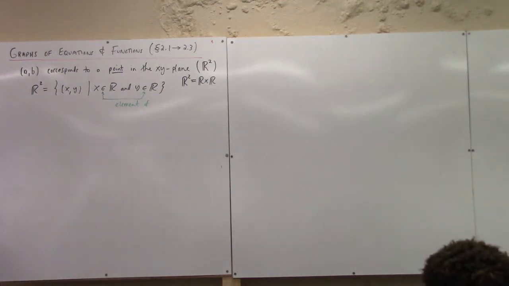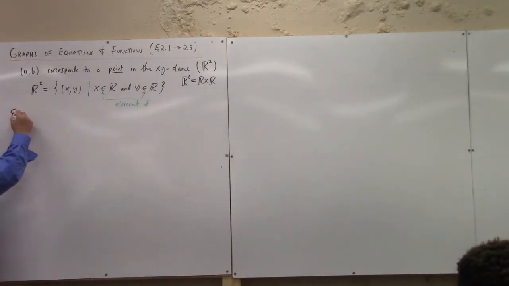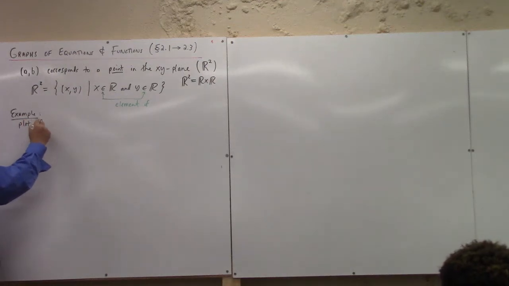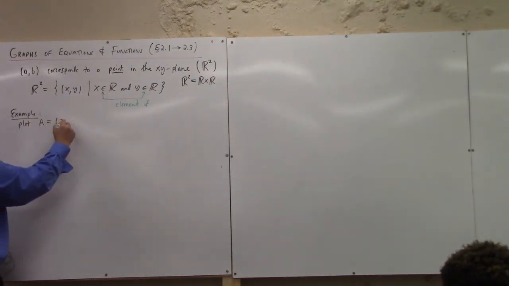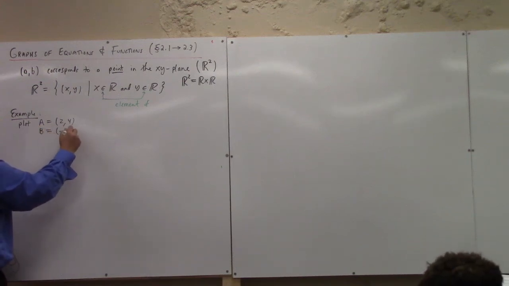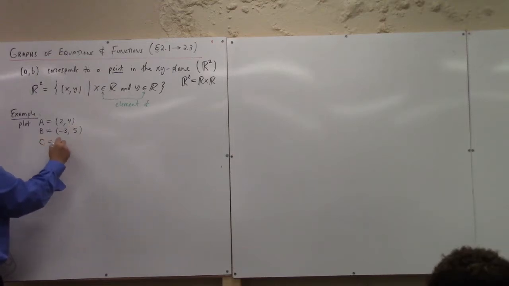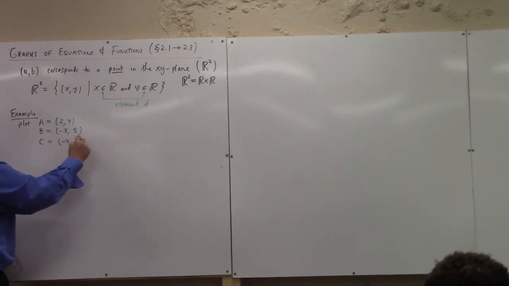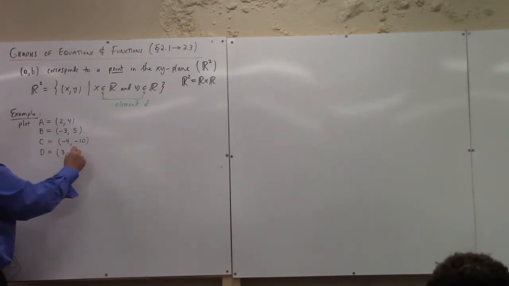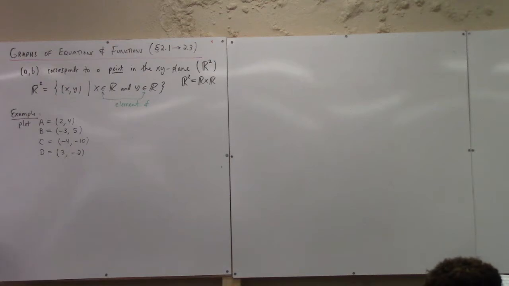So let's look at an example with some numbers. Let's plot A, which is, let's say, 2 comma 4, B, which is minus 3 comma 5, C, which is, let's say, minus 4 comma minus 10, and D, which is, let's say, 3 comma minus 2. Let's plot these 4 points in the xy plane. All right.